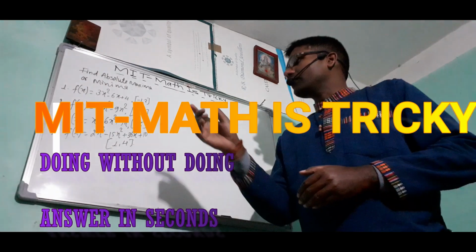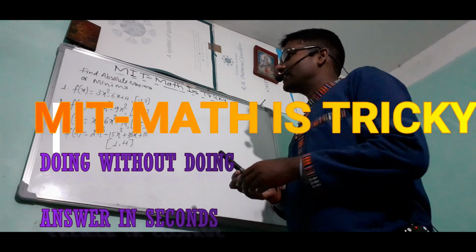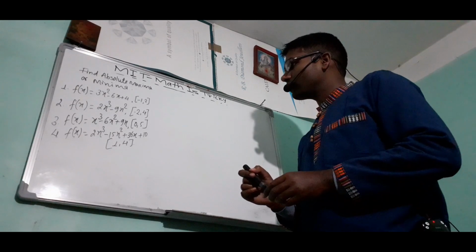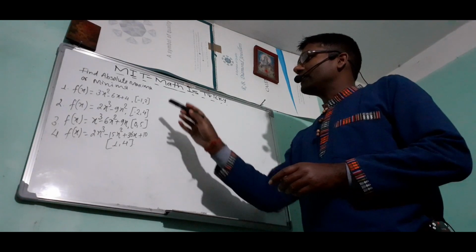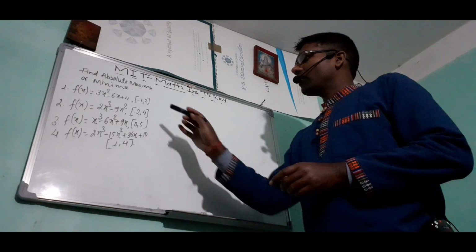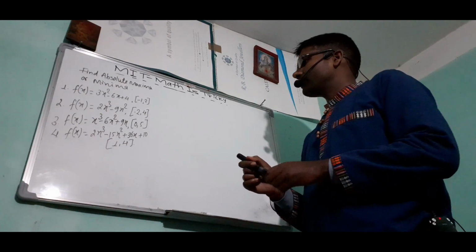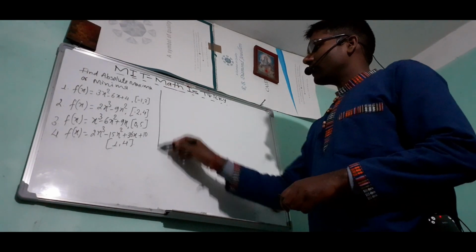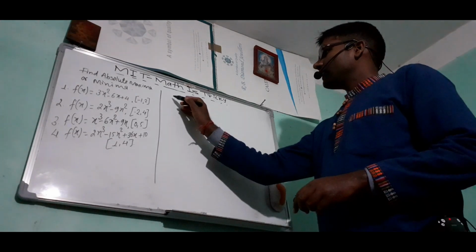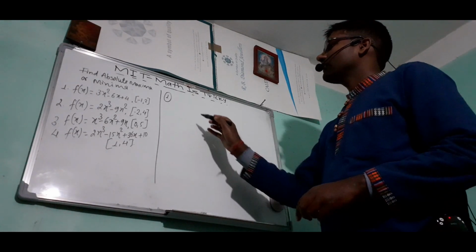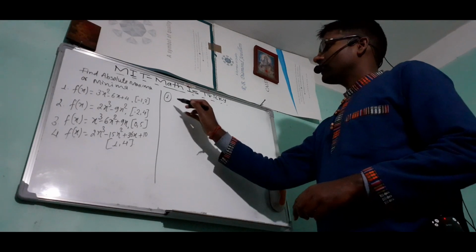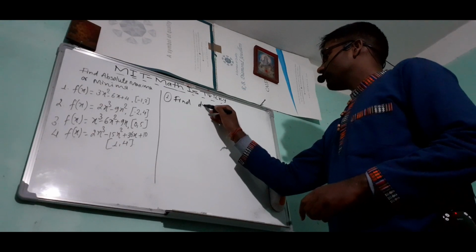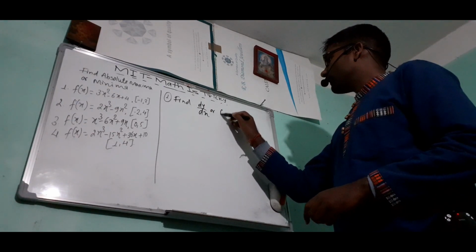Okay, so let's see the first problem. The first problem is here: f(x) equals 3x squared minus 6x plus 4, and we have to find absolute maxima or minima on the interval minus 1 comma 2. Okay, so for this, to find absolute maxima or minima, please remember these steps. First step is find dy by dx or f dash x.